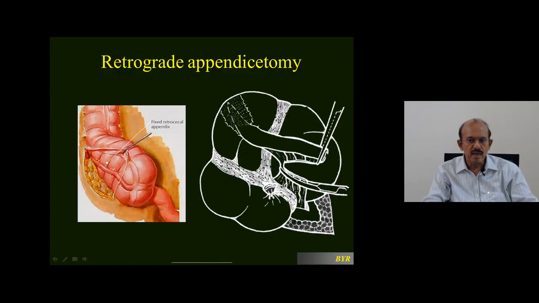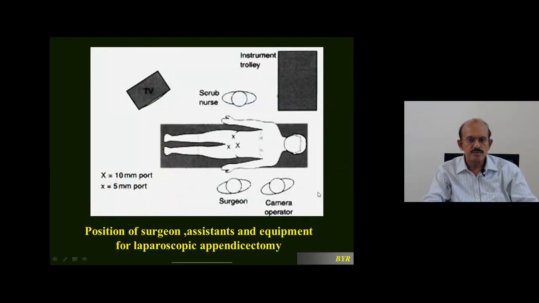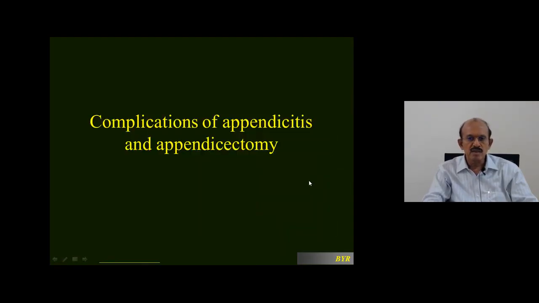So you can see here, this is the appendicular stump. It has been separated from the appendix and the appendix is gradually being separated from the cecal wall. So this is the retrograde appendectomy operation. Of course, this is laparoscopic appendectomy.